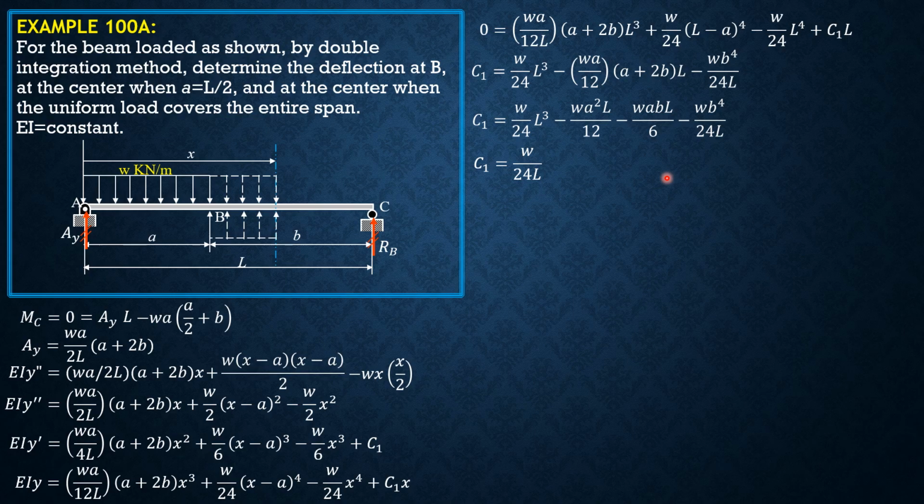So C sub 1 is W over 24L, quantity L to the fourth minus 2A squared L squared minus 4AB L squared minus B to the fourth, after we factor out W over 24L. So here we have L to the fourth, 2A squared L squared, you check, then 4AB L squared, then minus B to the fourth. So we factor out W over 24L. So that is C sub 1.